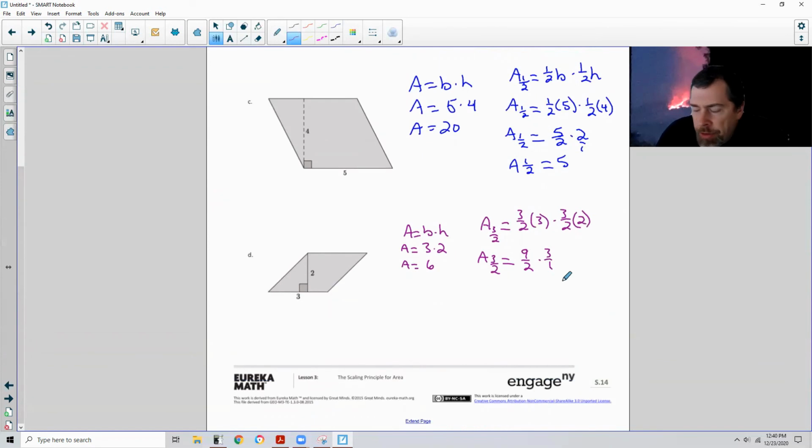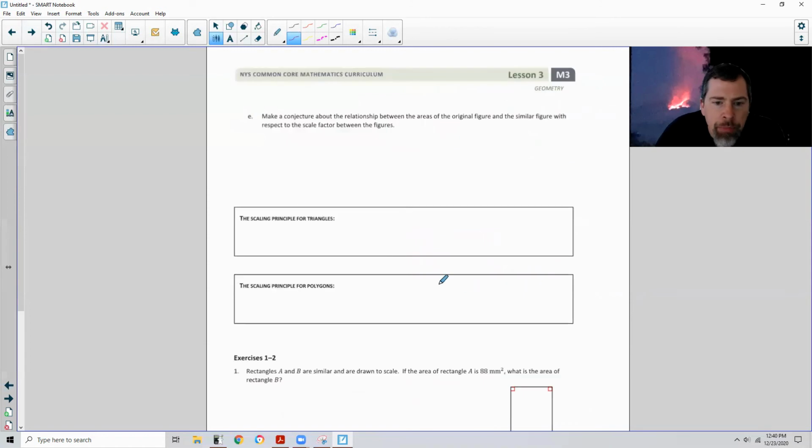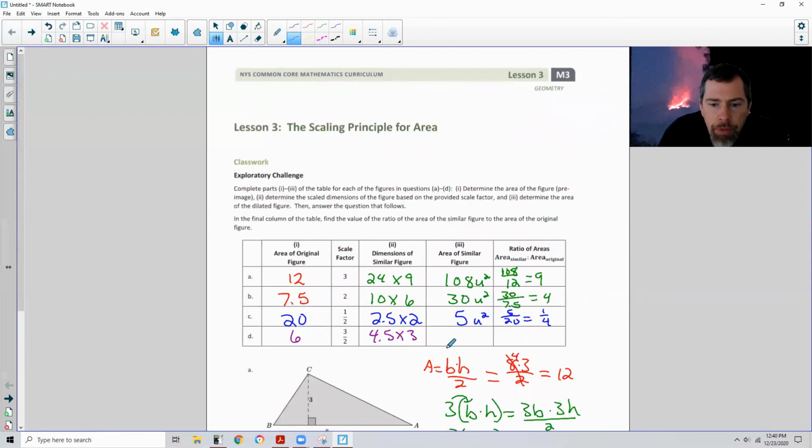Okay, and then we multiply that and we get the area of a shape scaled up 3 halves is 9 times 3 is 27 divided by 2, which is 13.5. So I put that in my table. Area of similar figure is 13.5 units squared. And I suppose I should have units squared over here as well, but that's okay. Area of similar, 13.5 divided by 6.